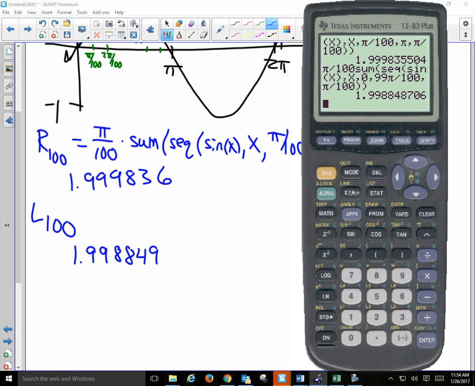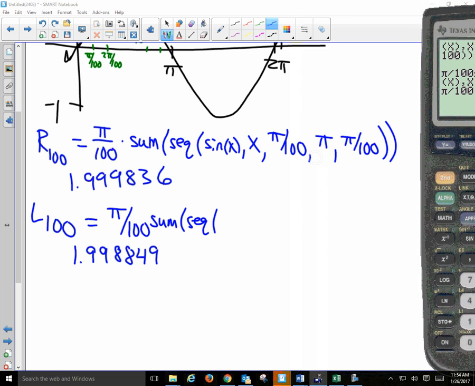write, oh, it's about 1.9. There are different values. I'll expect this written out correctly to 6 decimal places on the test. I'm going to actually write this out for those watching. We did pi over 100 times the sum of the sequence of sine of x, and we started at 0. We went to 99 pi over 100, and then our width was pi over 100. So that's what we did there.